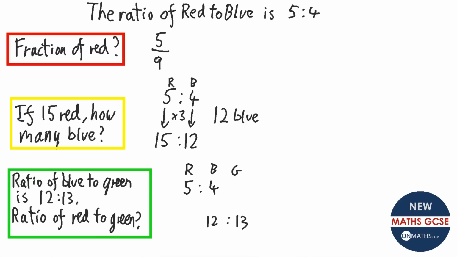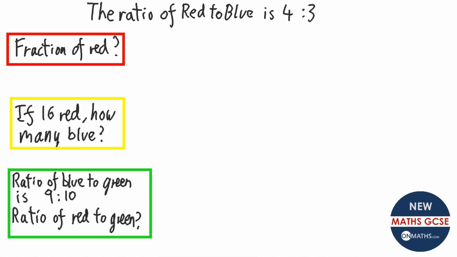So I need to work out what I need to convert the 4 in the blue to get to 12. So if I times it by 3, that will get that 4 to 12. If I do the same with the red, 5 times 3, I get 15. So the ratio of red to green is 15 to 13. Let's check if I can simplify that. Well, 13 is a prime number, so that's not going to simplify. And that's our answer. Okay, have a go.